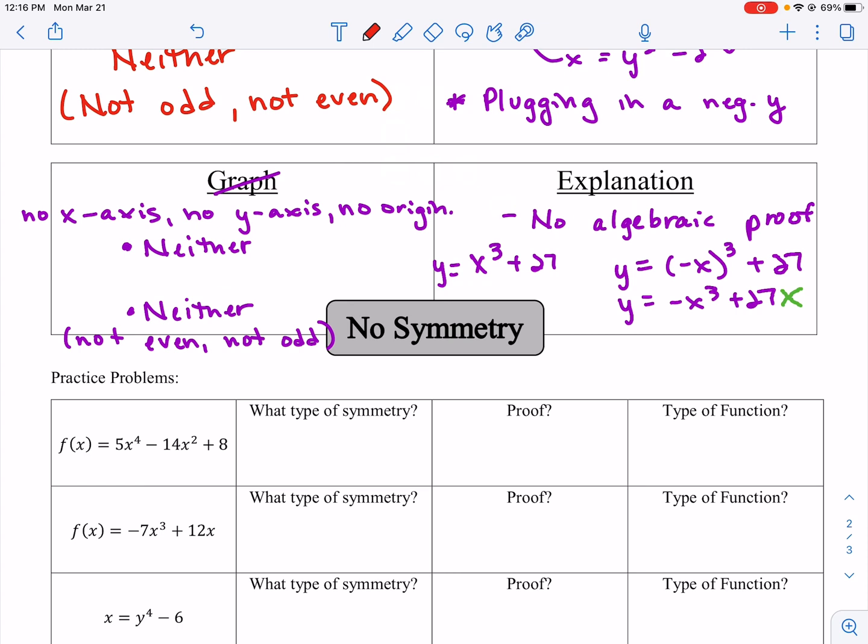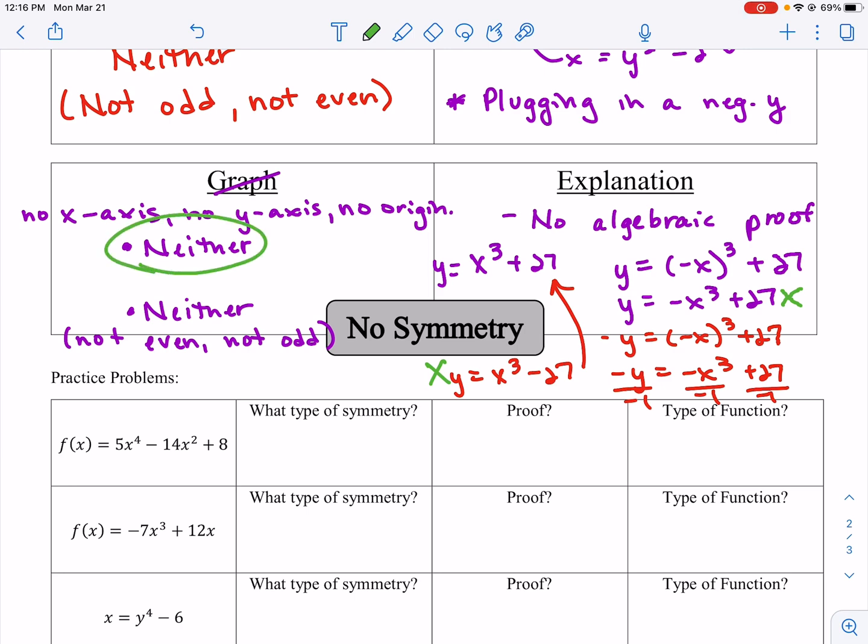If I were to plug in a negative y and a negative x, I would get negative y equals negative x cubed plus 27, and when I go to get y by itself, I get y equals x cubed minus 27, which again is not what we were given. Okay, so that doesn't work. And if I plug in a negative y, it just flips the signs again, and I get back to the same thing. So there are lots of things that are wrong here. So this is a neither: it's not symmetrical, it's not even or odd, and you would just write neither for both.